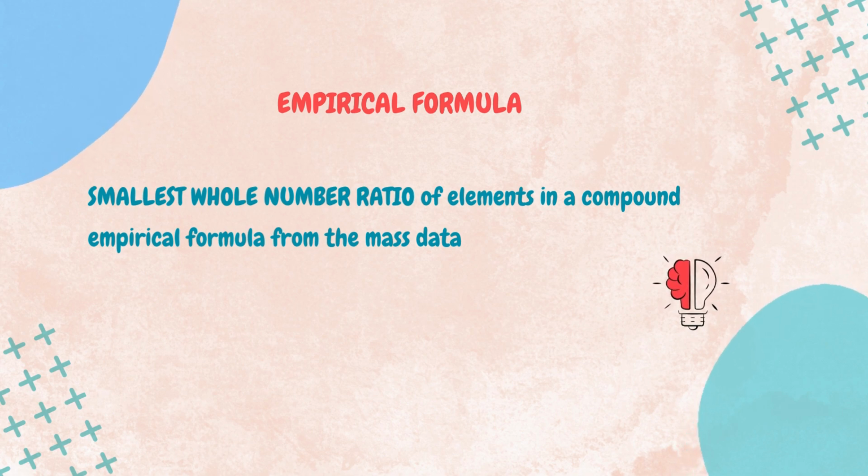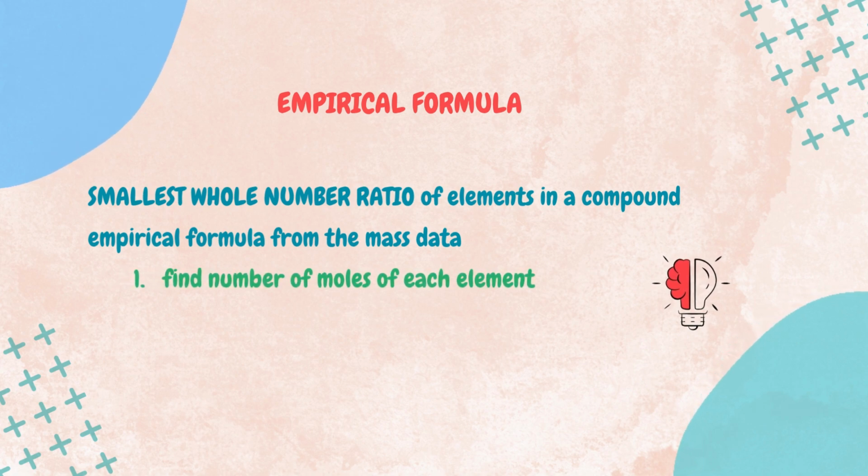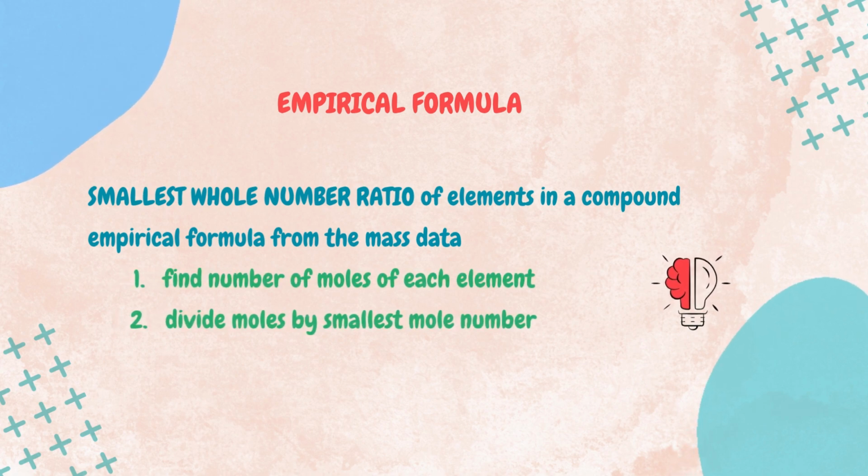How is the mass method done? First, find the number of moles of each element. Then, divide the moles by the smallest mole number.